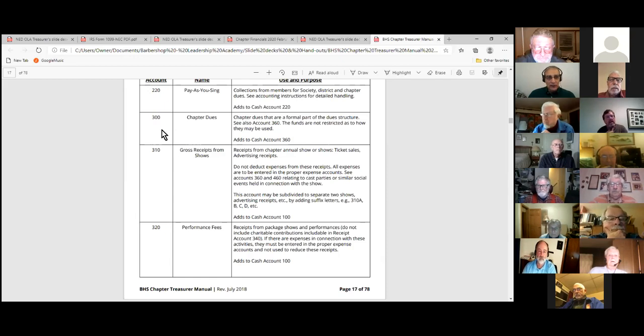So 300 is chapter dues. When they say adds to cash account 360, I've had a beef with that for 20 years. Cash accounts should begin with the digit 1. Liability accounts should begin with the digit 2. All revenue accounts should begin with the same digit, in this case 3. And all expense accounts should begin with the next higher digit. There's no reason to call a cash account 360, because that confuses it with a revenue account 360. There are enough numbers that you can use a unique number that starts with the correct digit.